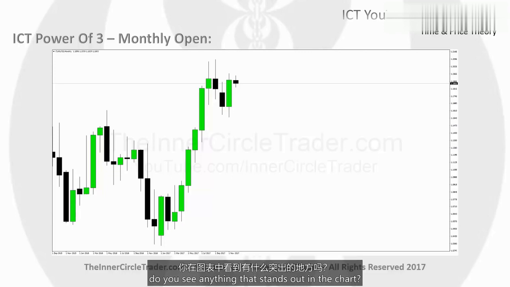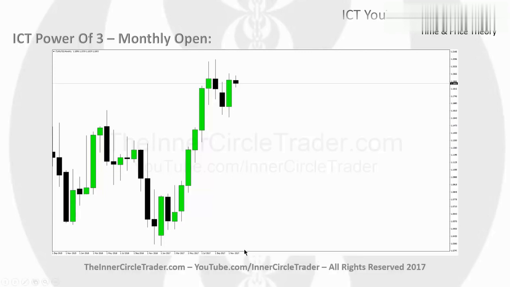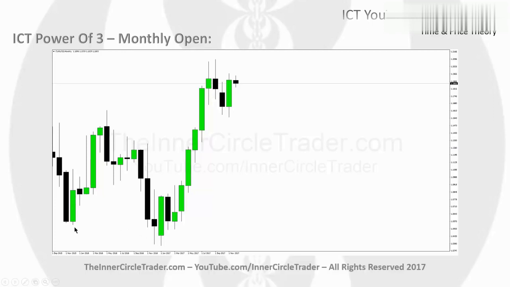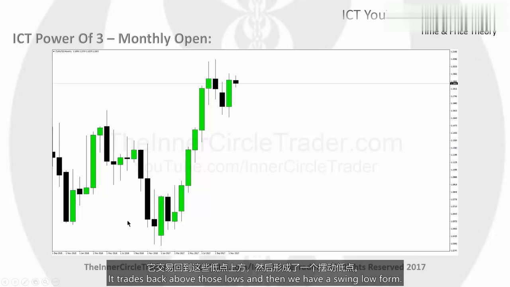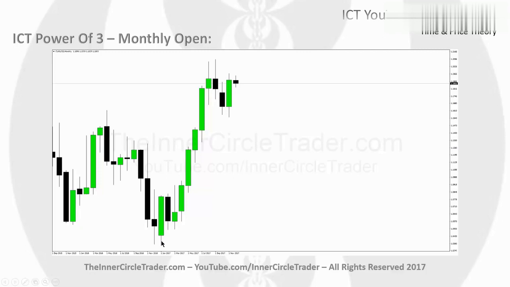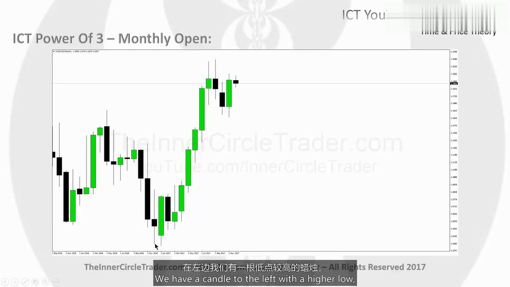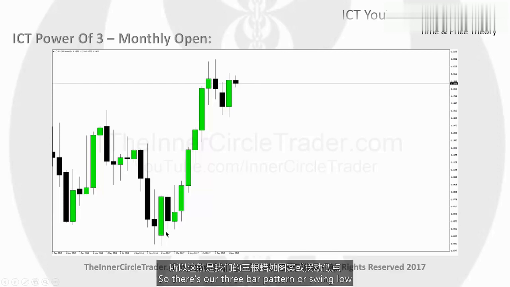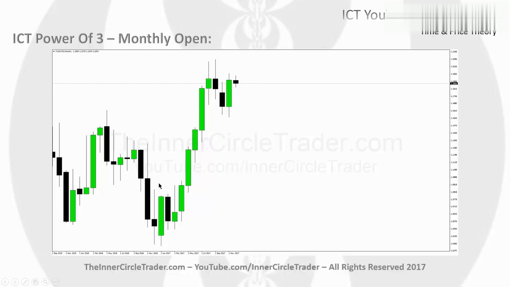So do you see anything that stands out in the chart? For instance, this old low over here. They're relatively equal. Price makes an attempt to drop lower, and it does in fact go below these equal lows, and then it does what? It trades back above those lows. And then we have a swing low form. We have a candle to the left with a higher low, a candle in the center, and a candle to the right. So there's our 3-bar pattern or swing low.